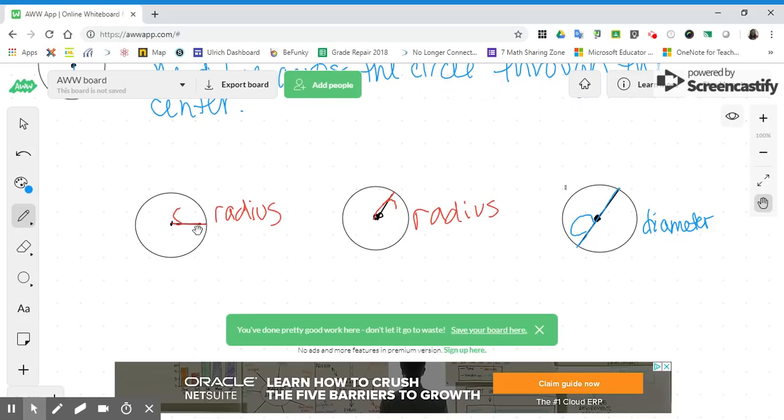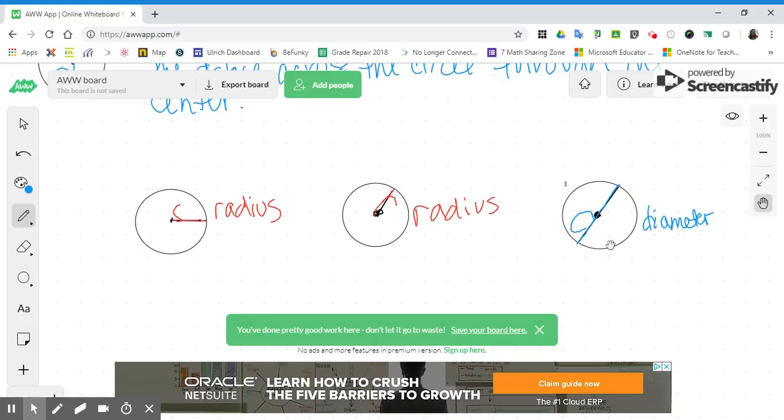So notice the radius can go to the side or diagonal. Or the diameter can go this way or straight up and down or straight across. They don't necessarily get marked in the exact same way every time.